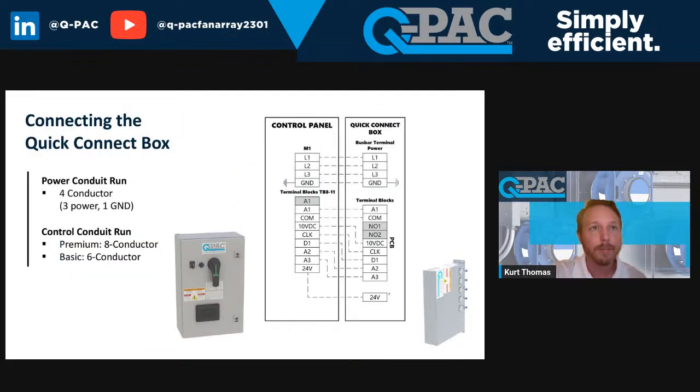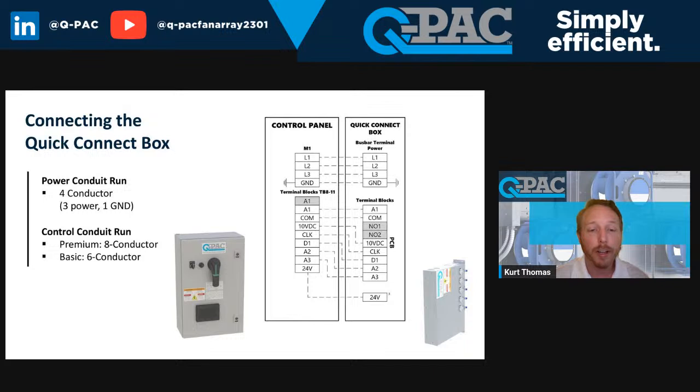All right. So connecting the quick connect box. So we talked about power. Let's talk about controls. For the controls, you only need, for premium, an 8-conductor cable, and for basic, you only need a 6-conductor cable. So these are connecting the external control panel, which may be mounted, however far away in a mechanical room. So a lot of times they're mounted right outside of the air handler, but sometimes they're in a different location.